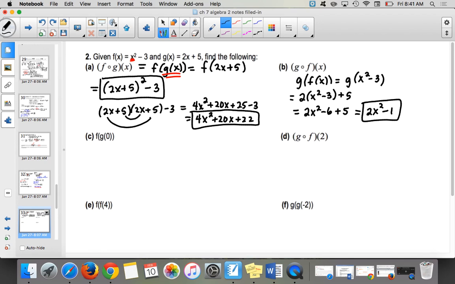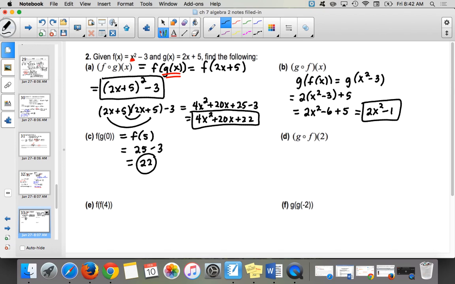And then we move on to the ones that are a little bit easier with the numbers. So if we have f of g of 0, you're going to find g of 0 first. So what do you guys get for g of 0? 5. And now you find f of 5. What's f of 5? 22? Yes, 22. You're going to work from the inside, work your way out. So we said g of 0 was 5, so we have f of 5. Looking at the f function, x squared minus 3, we replace our x with 5. So 25 minus 3 is 22.